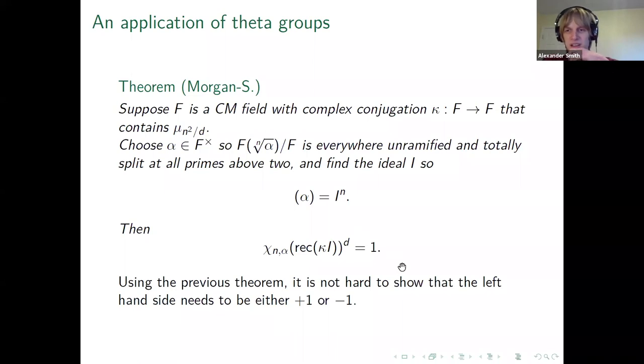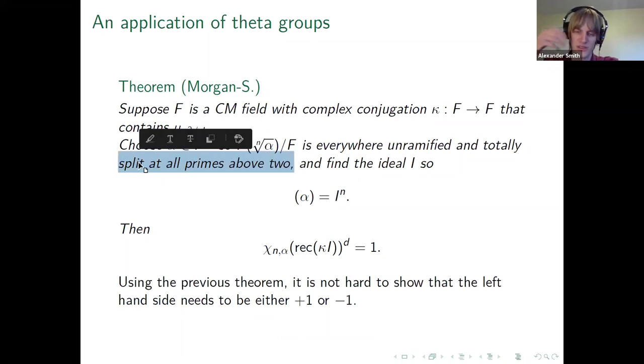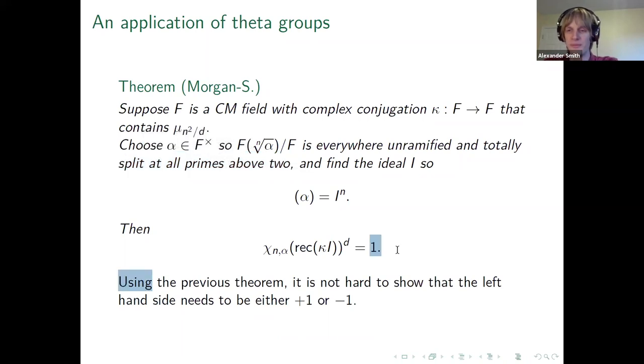You always have an identity like this. And just as an example, the theory is able to handle the case where you don't have completely split conditions above two. In that case, you don't always get one. You sometimes get minus one, and it just depends on the count of primes above two that have certain properties with respect to the involved extensions. Okay, great. So that is all I wanted to talk about.